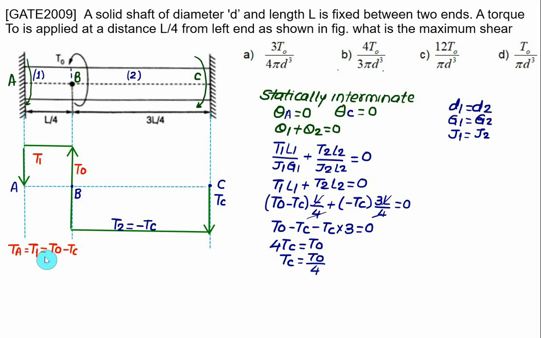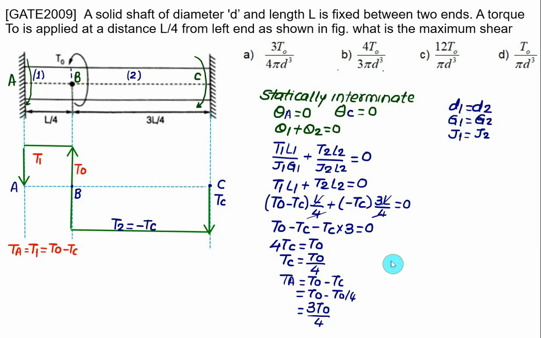Hence we can calculate the value of TA. We have TA equal to T0 minus TC, that is T0 minus T0 by 4, which is 3 times T0 by 4. This result we obtained orally also. If you want to find the reaction at point C, then we have L by 4 divided by total length L, multiplied by T0, that will be T0 by 4. And the opposite length is 3L by 4 divided by total length L, multiplied by T0, which is 3 by 4 of T0. So this is the oral answer we can obtain if we have D1 equal to D2 and G1 equal to G2.